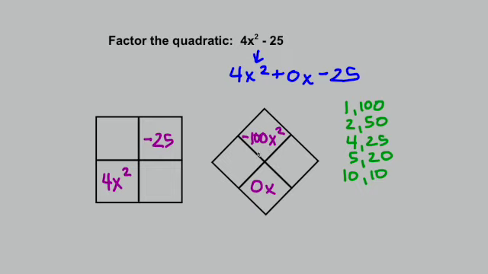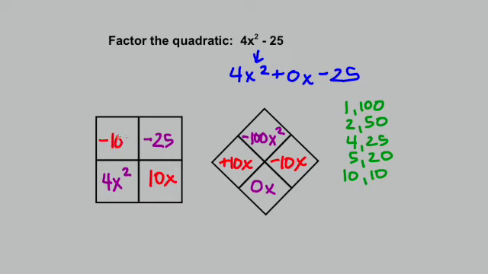When you ask yourself what multiplies to be negative 100x squared, all the possibilities are over here. One's going to be positive, one's going to be negative. And in this case, since we need them to add up to 0x, it's going to be negative 10x and positive 10x. So let's put that in here. There's our positive 10x and our negative 10x. Going to write them back over here. It doesn't really matter which one goes where.